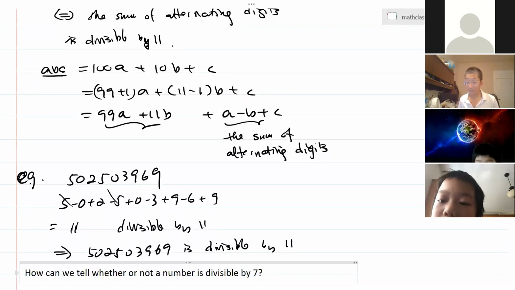Right? So you just need to do that. So we learned how to check whether a number is divisible by 2, divisible by 3, divisible by 4, divisible by 5, and how to check when a number is divisible by 6. Well, you just make sure it's divisible by 2 and 3. That's fine. And how to check if a number is divisible by 8? Well, we already learned that, right?